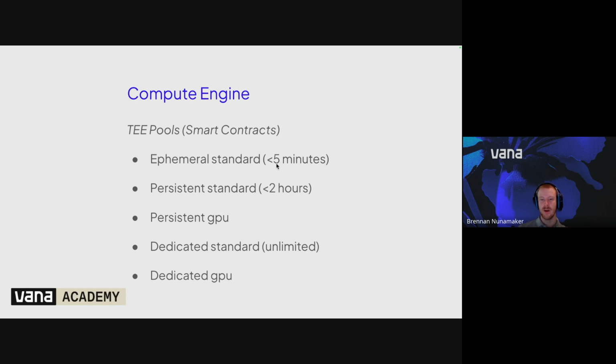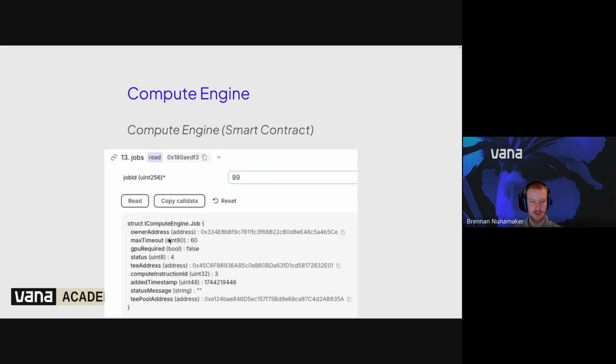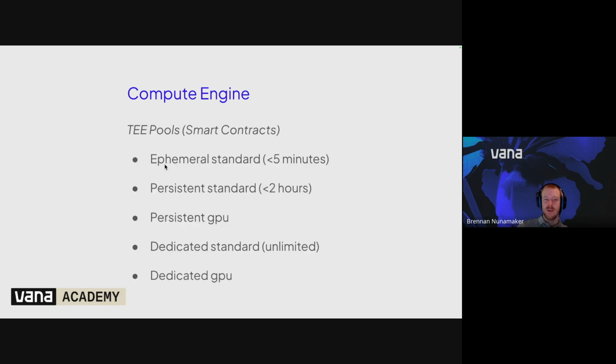so for example, if you set less than 5 minutes, I think it's 300 seconds because this parameter is in seconds, then it will be assigned to an ephemeral standard machine. Persistent standard are just designed to support more long-running tasks that may take up to 2 hours. There's a CPU variant and a GPU variant, and then there's a dedicated standard pool that also has GPU. It's not time limited at all, but it's just good to be aware of this. It probably won't interact with this very much.